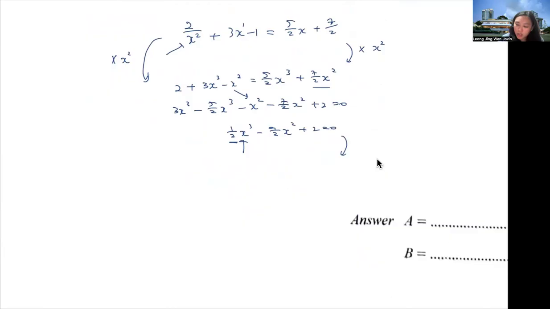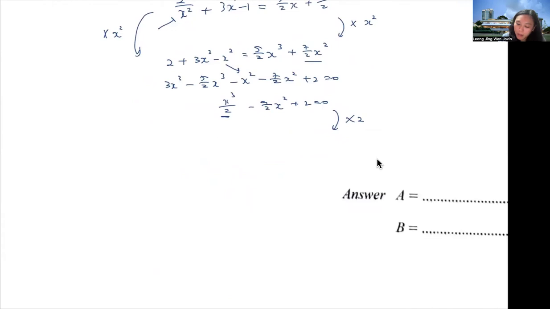From here to here, half is essentially the same thing as x cubed over 2. Half times x cubed will be x cubed over 2. So how to get rid of this 2? I will multiply by 2. Same thing as what I did on top: in order to get rid of the denominator, I multiplied by x squared. So over here, in order to get rid of this denominator, I multiply by 2. So everybody multiply by 2. First one, I multiply by 2, I'm left with x cubed. Second one, multiply by 2, I get minus 9x squared. 2 times 2, I get plus 4 equals 0.